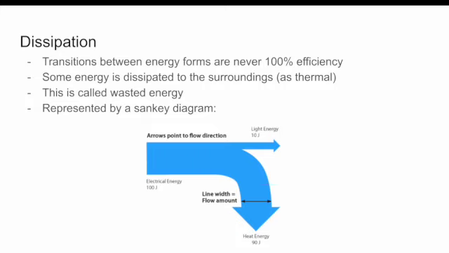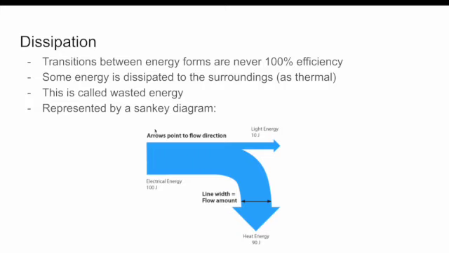This is called wasted energy. Even though the energy is conserved and being transformed into a different type of energy, it still can't be put to any use, right? It can't be used to heat up that water again. So that's why it's called wasted energy. And we represent this dissipation on this sort of arrow diagram called the Sankey diagram. The arrows point to the flow direction.